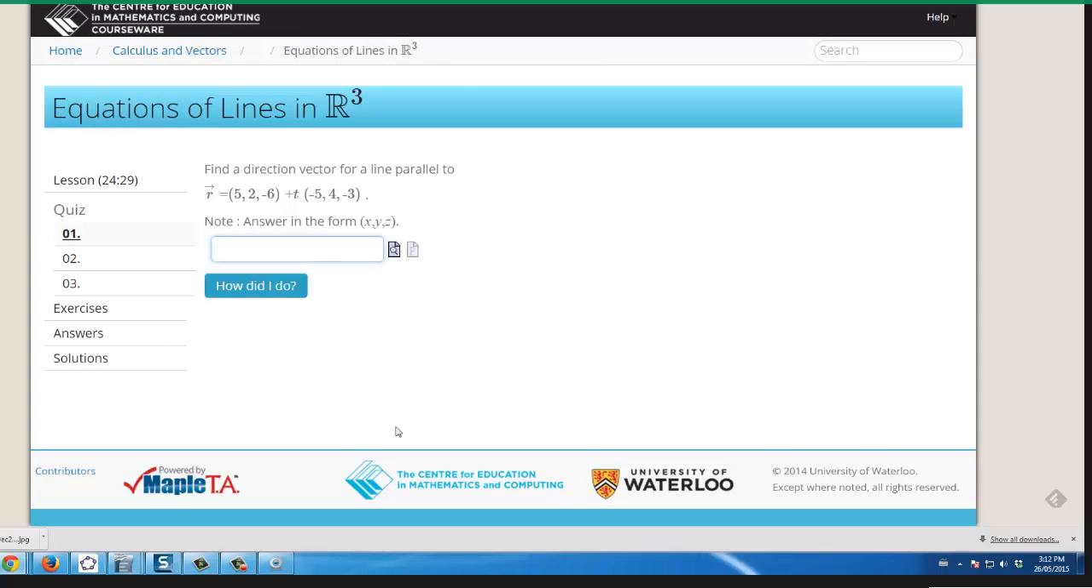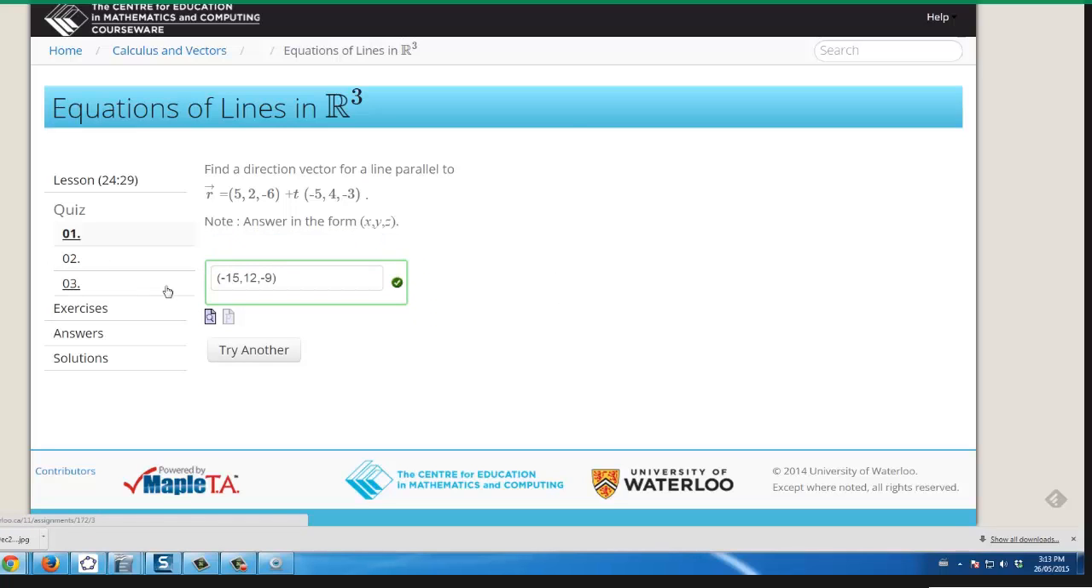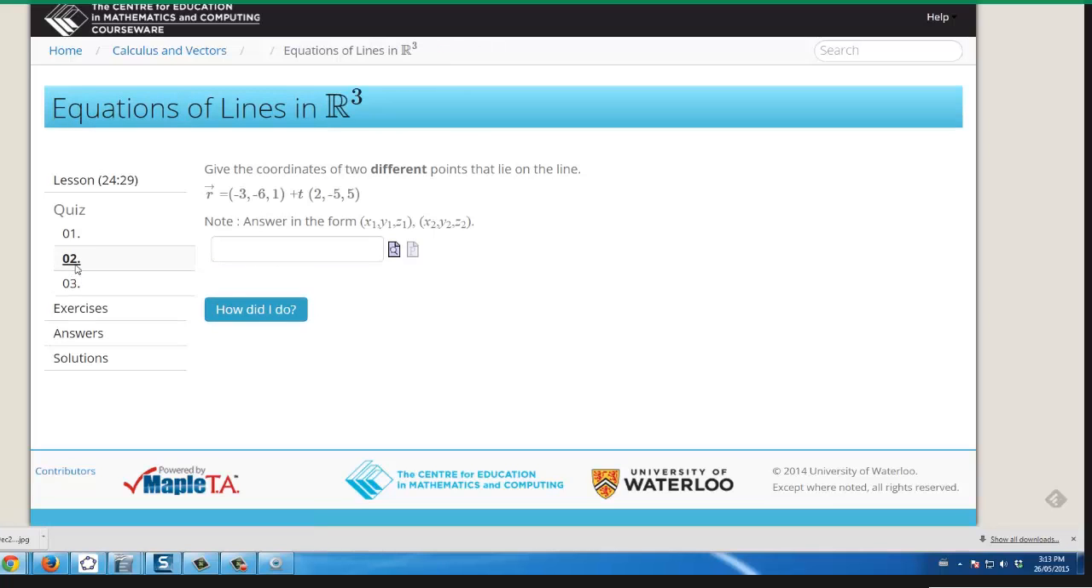Okay. Meg, give me one that's parallel to that. Negative 15. Whoa, this is even harder than RJ's. 12. Negative 9. All right, very carefully said. Yes, there we go. So you just picked a vector that was a scalar multiple of the direction vector.